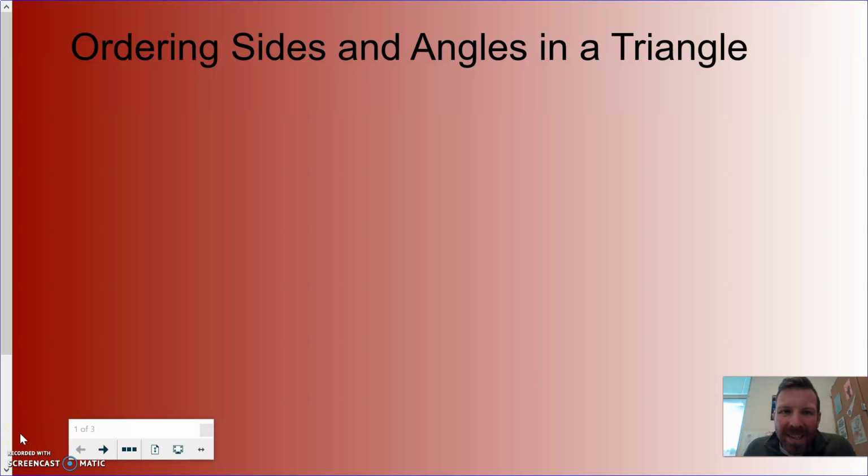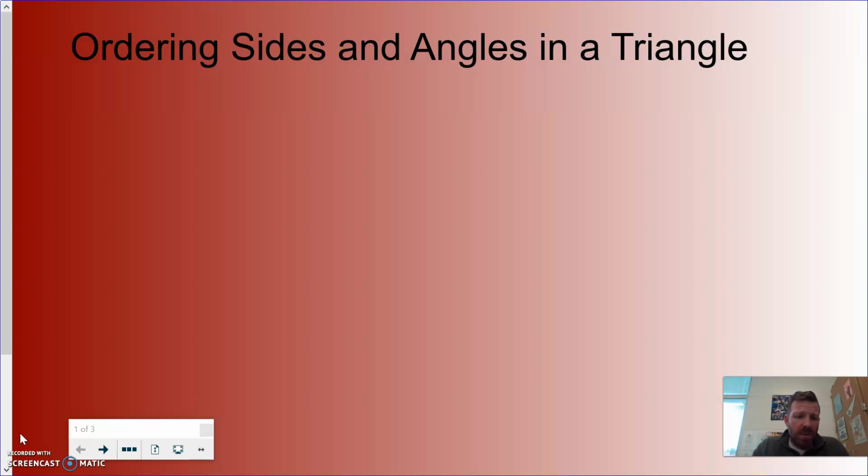Hey there, so ordering sides and angles in a triangle has to deal with ordering them from least to greatest or greatest to least. And the way you do that is actually pretty simple, but you have to understand that when you're ordering sides, you're taking a look at the angles. And when you're ordering angles, you take a look at the sides. And so they kind of are interlocked with one another. The sides and angles tell us how big or how small something else is, okay?